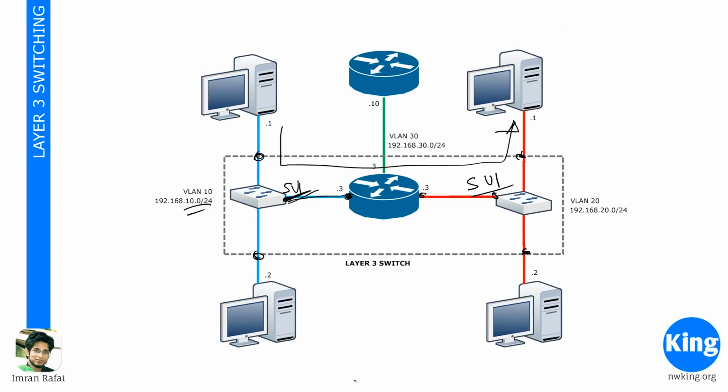So this is how you do layer 3 switching, right? So you have two ways of switching between VLANs, inter-VLAN routing: using router on a stick, or layer 3 switching. Layer 3 switching, you need SVIs. Router on a stick, you don't need SVIs configured.